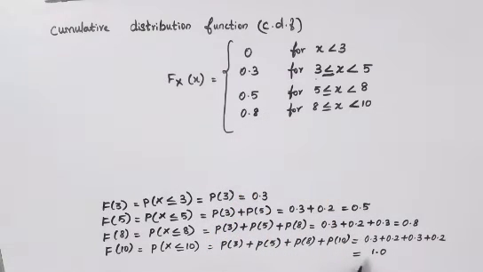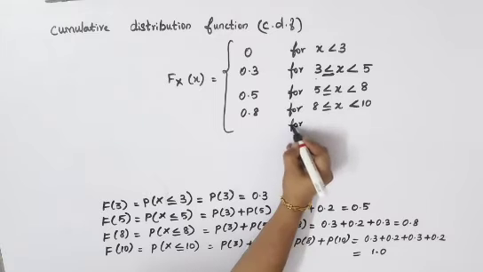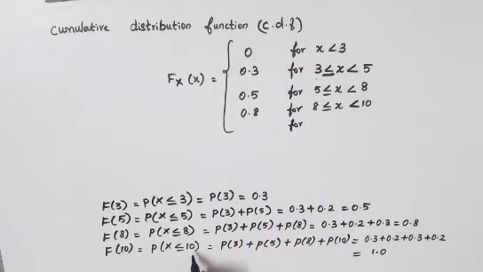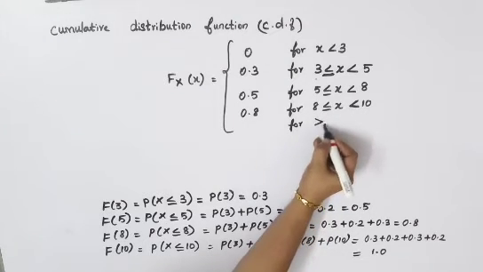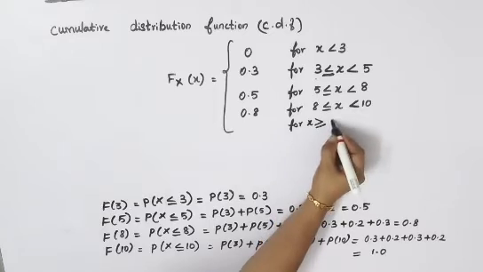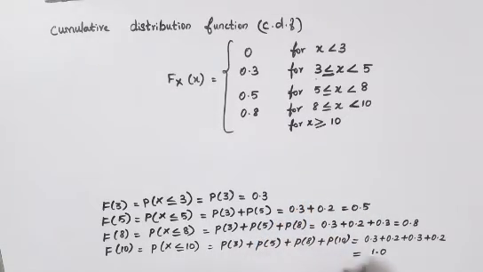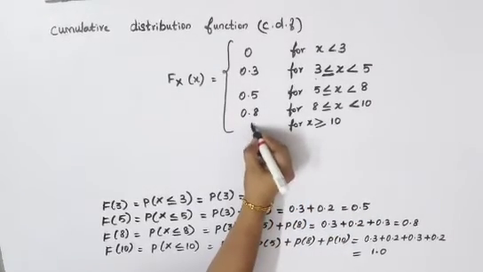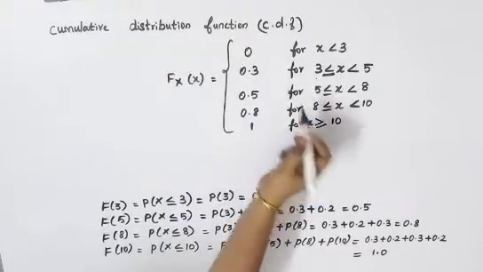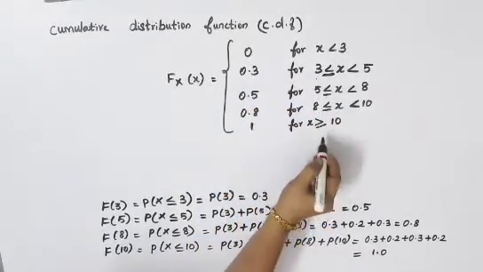The next one is up to 10, the last value. For more than 10 you will have 1 only. So you can write x is greater than or equal to 10, your value is 1.0, so you can write 1. So this is the format for your CDF. In this format you will have to declare your answer.